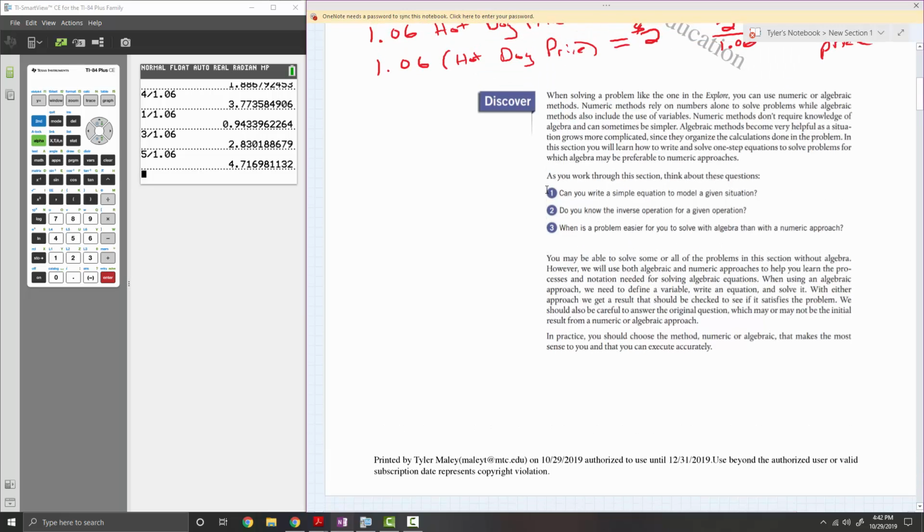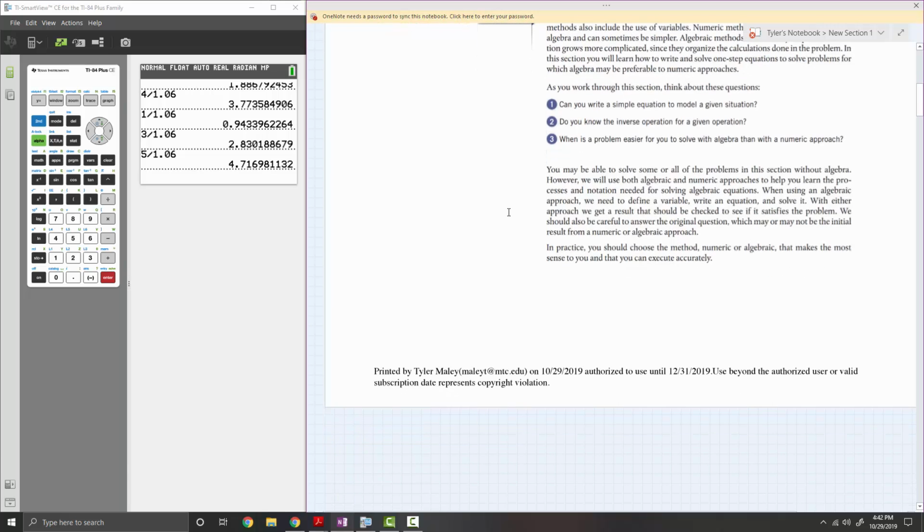So the 3 kinds of questions we want to focus on are: can we write a simple equation, a model, given a situation? Secondly, do you know the inverse operation for each given operation? And then, when is a problem easier for you to solve with algebra than with a numeric approach? We want to be able to answer these 3 questions by the end of the lesson.